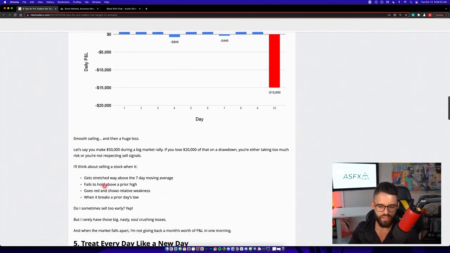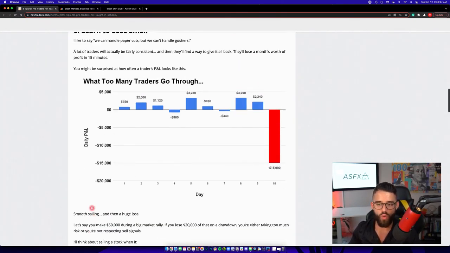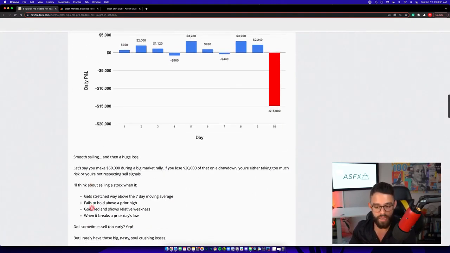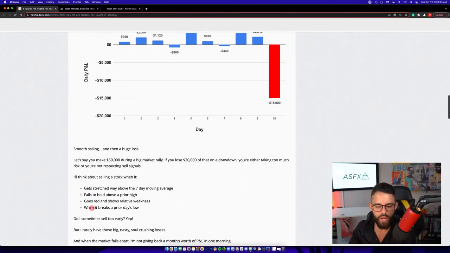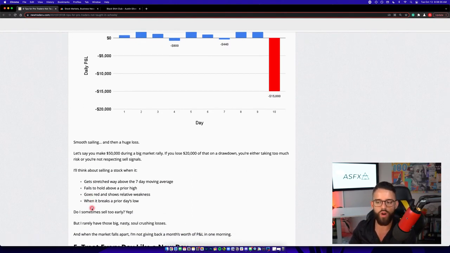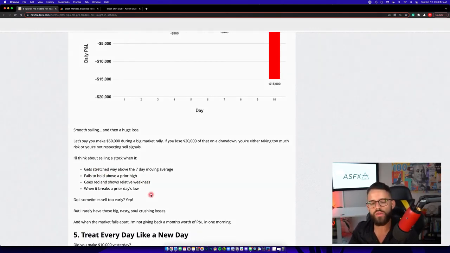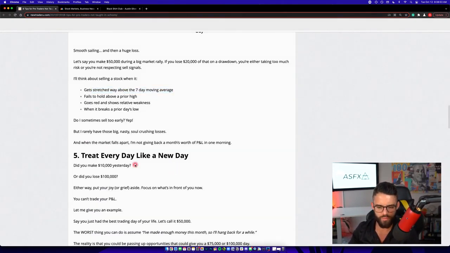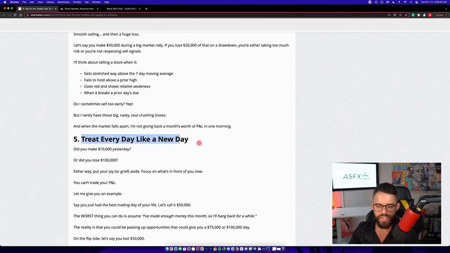So think about this. Sometimes, in order to understand how to lose small, it makes more sense to be taking profits along the way. And really, it comes down to being willing to let go of being right. He says, I'll think about selling a stock when it gets stretched above the 7-day moving average, if it fails to hold above a prior high, if it goes red and shows relative weakness. Anything that goes against him, or even being overextended, is a reason to take profits and to not let it turn into a loss. He says here, number five, treat every day like a new day.